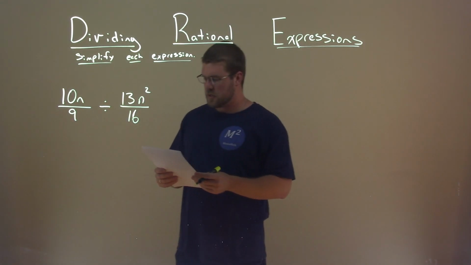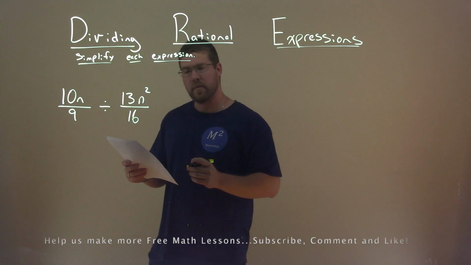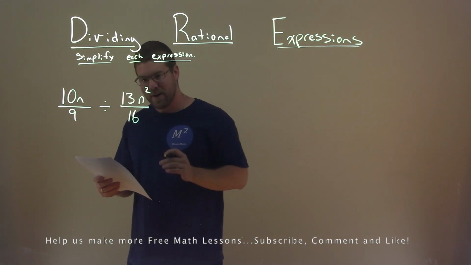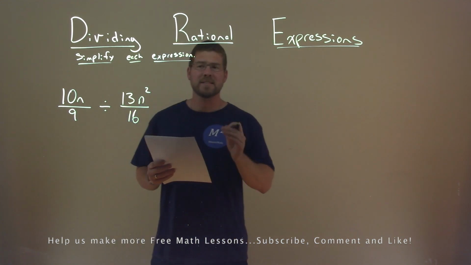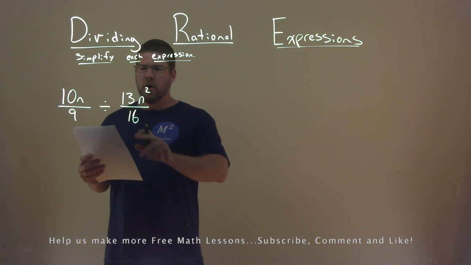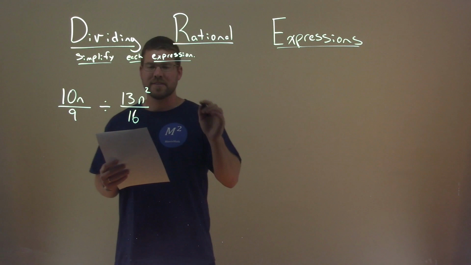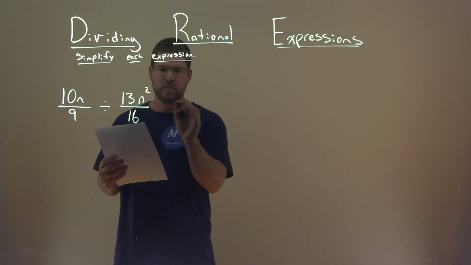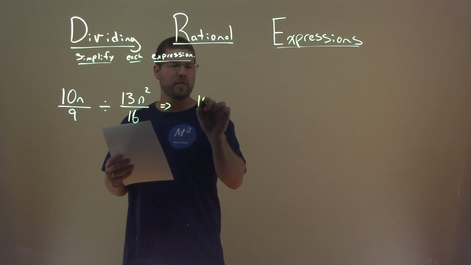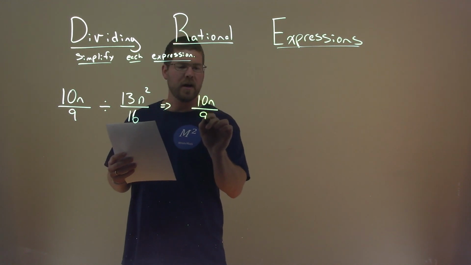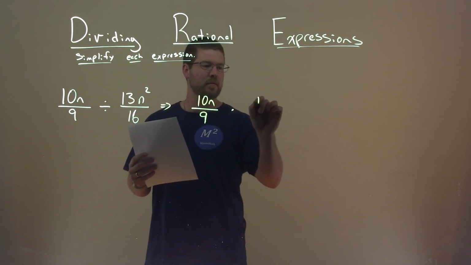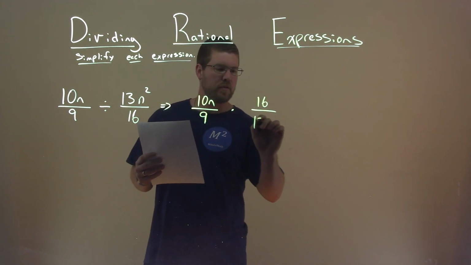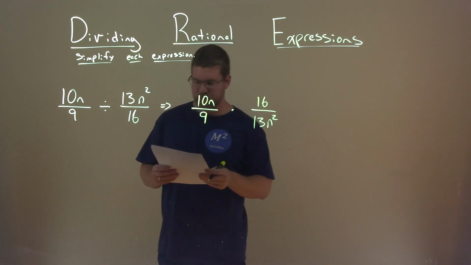We're given this expression right here, 10n over 9 divided by 13n squared over 16, and we need to simplify this expression. Well, we know dividing a fraction is the same as multiplying its reciprocal. So I'm going to rewrite this, 10n over 9, but instead of dividing, I'm going to multiply it and flip it. We have 16 over 13n squared here.